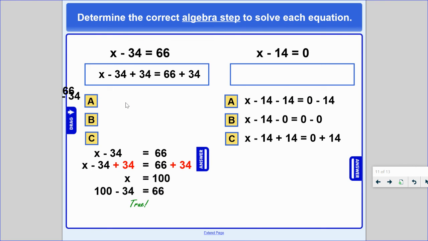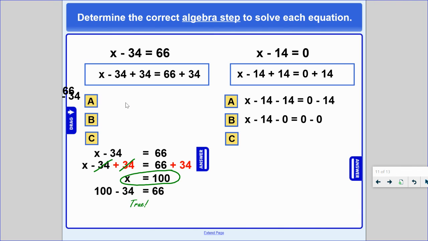Take a look at what the steps would look like. Minus 34 and plus 34, those are inverse operations, and they will cancel out, leaving us with x is 100. Don't believe it? Check it. 100 take away 34 is, in fact, the same as 66, and that's a true statement. Next up, how would you get rid of subtract 14? Well, let's take a look at choice C.